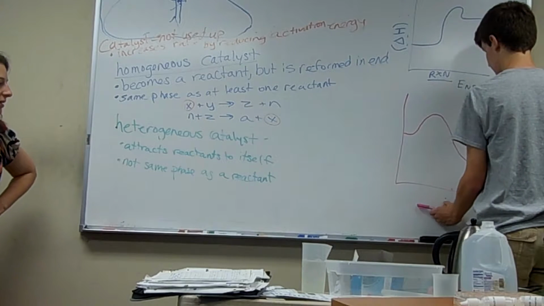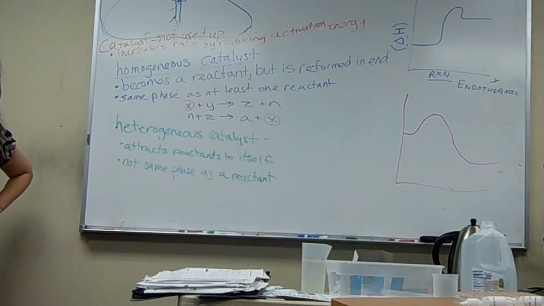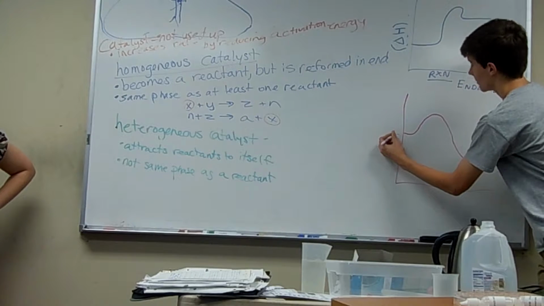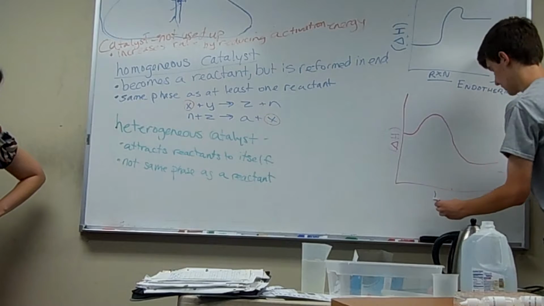So then Aaron's got another reaction, exothermic. You guys chose such nice colors too. Cold, hot. You can label your axes and put exothermic. Okay, so Aaron has an exothermic reaction. Starts out with high energy reactants, ends up with low energy products.